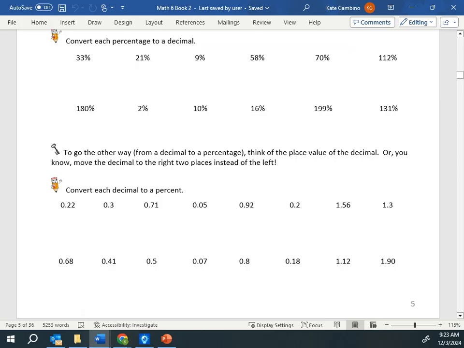So this section, we're going to convert each percentage to a decimal. So let's do the first one together. What would my fraction look like? James? 33 over 100. So then what's my decimal going to look like?